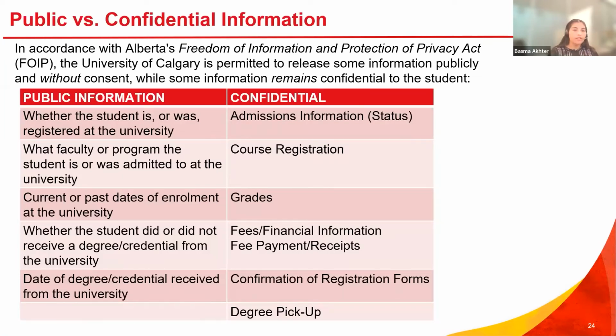So all of that is considered public information, but anything related to your admission status is not. If a third party calls us and asks whether the student is actually admitted in the university, or whether they have tentative admission or finalized admission, we wouldn't be able to share that information. Similarly, let's say your parent calls us and asks, is my child enrolled in STAT 213 because they want to go into dental school? We cannot confirm that information.